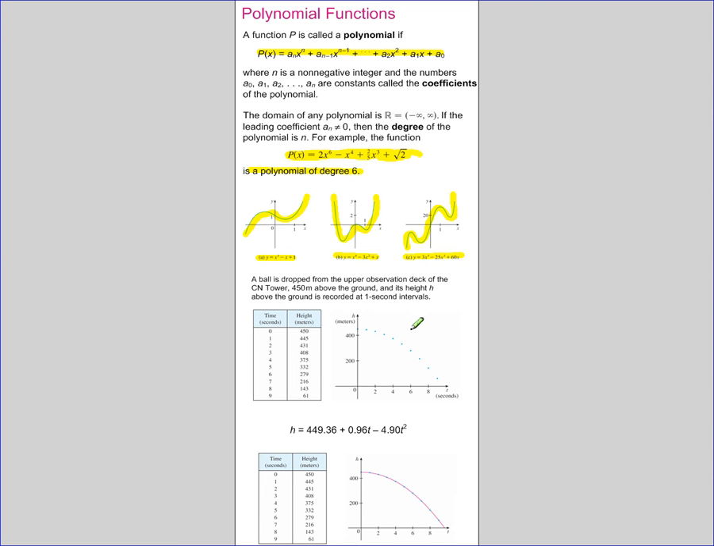And also with these polynomial functions, they take the opportunity to talk about something from physics. In this case, we've got a ball that's dropped from the CN Tower. And of course, we're in Canada, so it's measured in meters, about 1,600 feet tall. Its height from the ground is recorded at 1-second intervals. That's the data that's in the table. And then that data is plotted. And you can see it's not in a linear form, it's a curve.